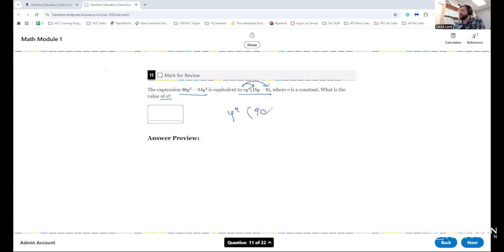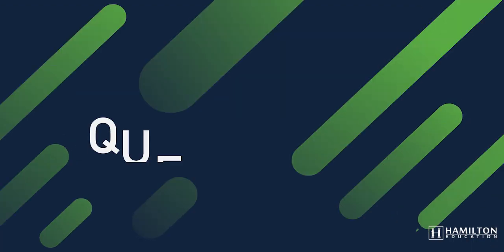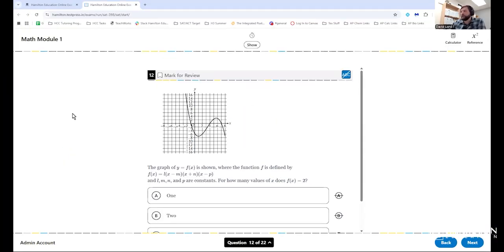And that leaves me with 90y to the 1 minus 54. Well, I need to get the 54 down to a 9. So I remember that 54 divided by 9 is 6. So if I take out a 6, I would get 15y minus 9, which now matches up. And so then the r must be equal to 6. All right, so we're pretty much halfway. So definitely the questions I expect to get a little bit harder.